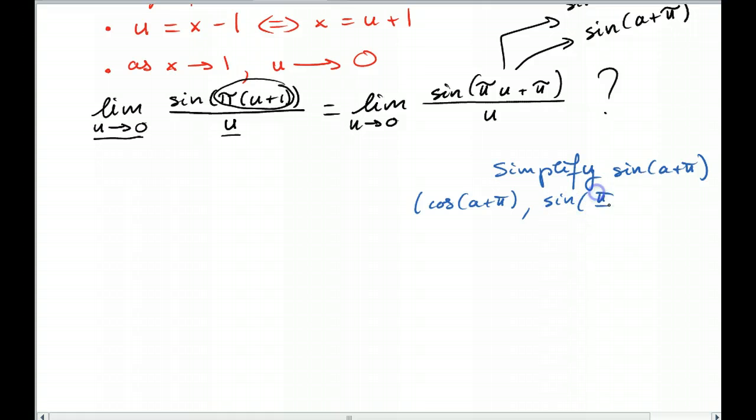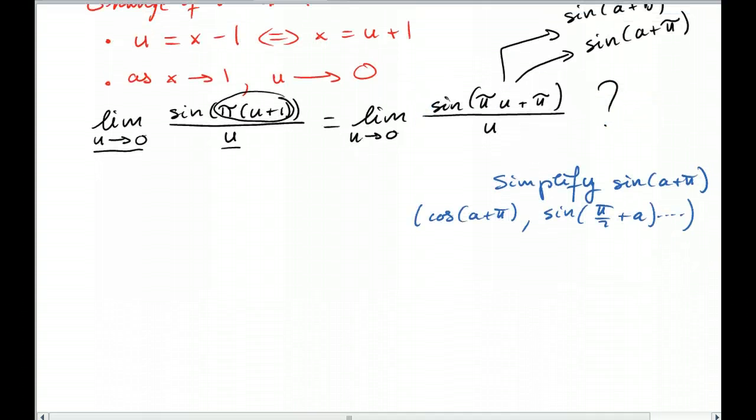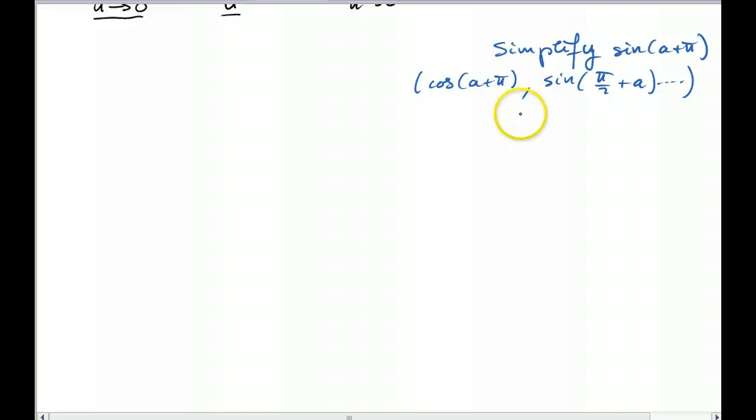The sine of pi over 2 plus A, pi over 2 minus A, 3 pi over 2. It works for all the quadrantal angles, you know, the angles on the axis. Okay, so how do we do that? Well, first, draw the unit circle.